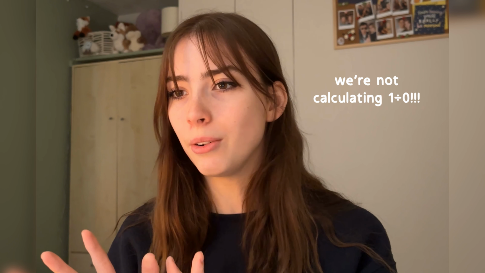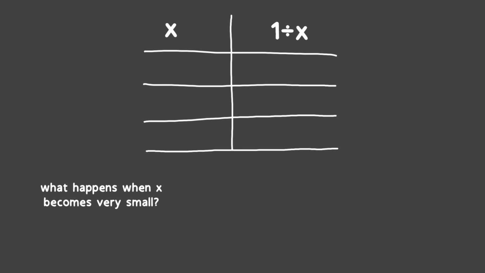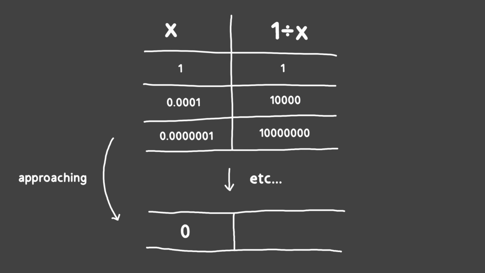We are never ever saying what happens when x equals 0, because we know that that's not allowed. But we can say, what happens as x gets smaller and smaller? Well, 1 over x gets larger and larger and larger. So we can quite confidently say that as x approaches 0, 1 over x approaches infinity. It just keeps on getting bigger and bigger.